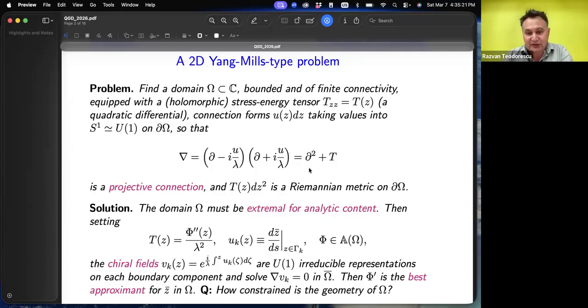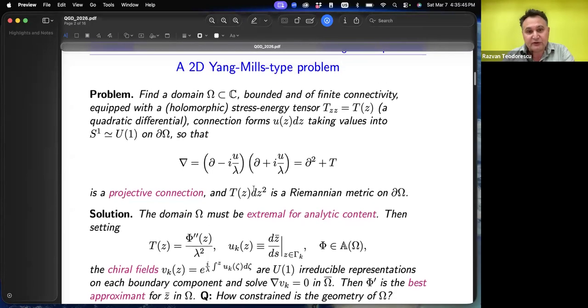It is known as a projective connection, especially in the geometric Langlands program research. So with all of this, further requiring that on the boundary components this quadratic differential provided by the stress energy tensor is expressed through invariance of the Riemannian metric on the boundary, we have sort of a two-dimensional Yang-Mills problem, a toy model, in which geometry and quantum theory are all implemented at the same time.